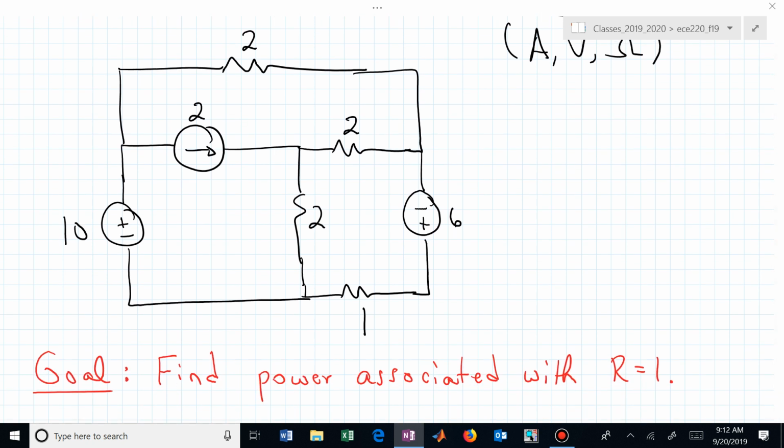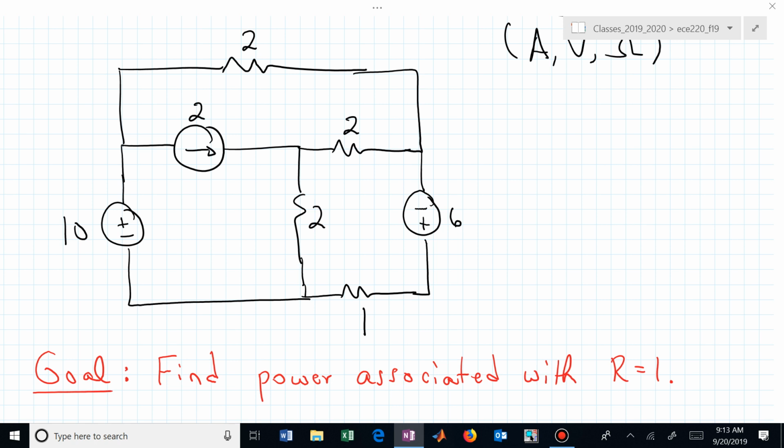What we want to do in this particular problem is find the power associated with R equal to 1. And what do you expect that power to be if this is a reasonably designed problem? Consumed or supplied?